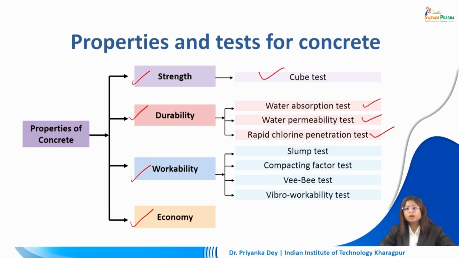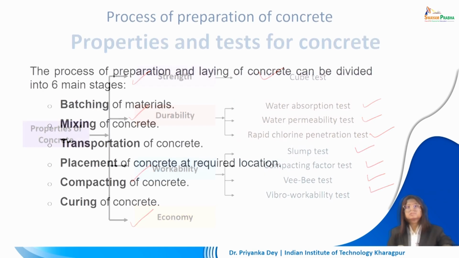Workability is probably one of the most important characteristics which tells us how easily we can handle it on site. So, for this we do slump test, compacting factor test, VB test and Vibro workability test. With respect to economy, we must ensure that strength, durability and workability of the concrete is ensured with minimum cost.